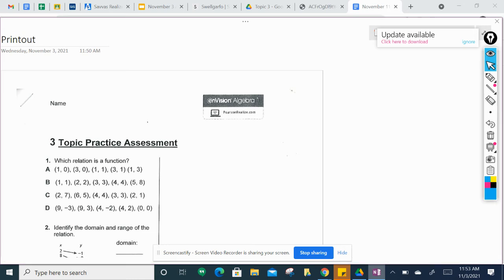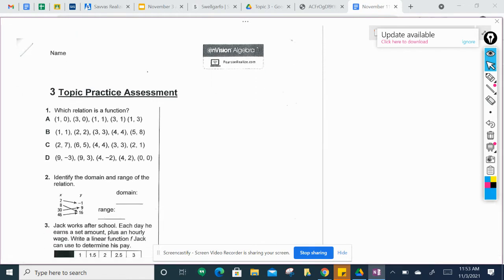All right, here we are looking at our chapter 3 practice test, and we'll just jump right in. Question 1 says, which relation is a function? So remember, a function means that every x pairs to only one y. When I look at this first one, I notice that I have a repeat of 1, and the domain of 1 goes to 0, and the domain of 1 here goes to 1. And so that by itself makes that one not a function.